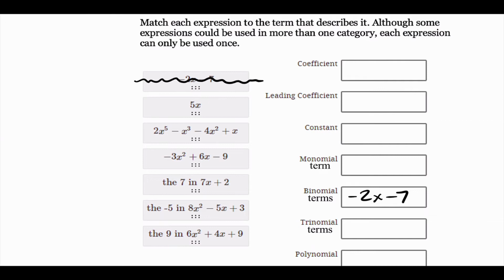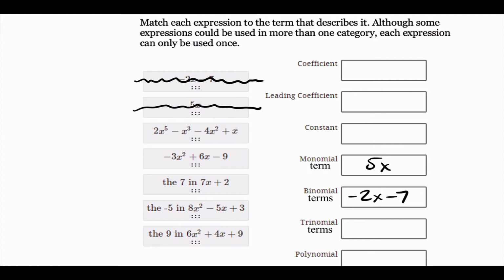Okay. Next one. 5x. So if it said the 5, it only said the 5, I would say coefficient. But it's not. It's the whole thing. So it's going to be a monomial. Yeah, it's by itself. It's a monomial. One term. Yeah, if it said focus on just the 5, absolutely, that's a coefficient. That's a leading coefficient, actually.